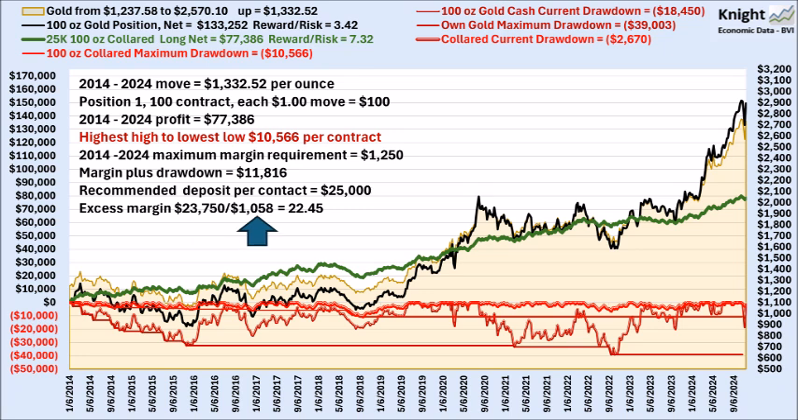In order for me to exhaust this $23,750 in excess margin, I'd have to experience the maximum weekly loss for this program from 2014 through 2024 of $1,058 per contract for 23 consecutive weeks. The average down week for the gold 515 collar between 2014 and 2024 was $684 per contract. In order to exhaust this $23,750 in excess margin, you'd have to experience the average down week for 35 consecutive weeks.